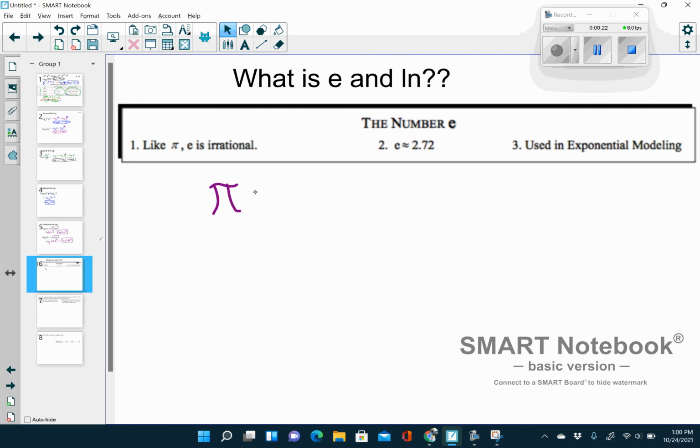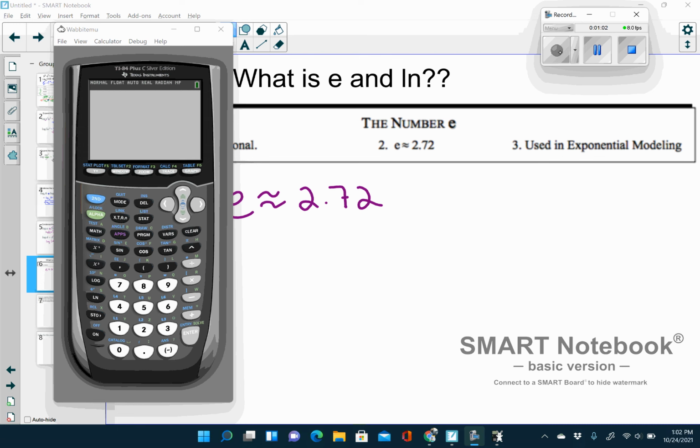So you guys know pi. Pi is about 3.14, right? We did that a lot when it comes to circles. Today we're going to learn a new number that's kind of like pi, but because pi is an approximation, it's not an exact number. E is also a number like that. It keeps on going, but E is about 2.72.